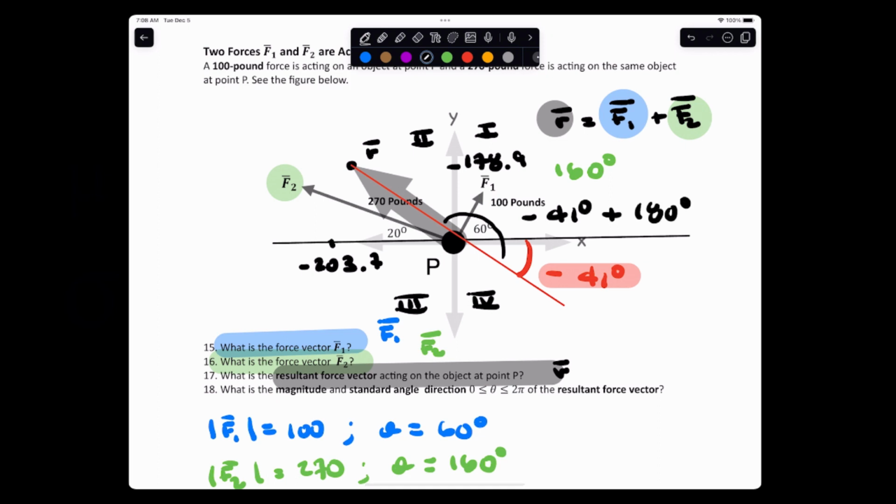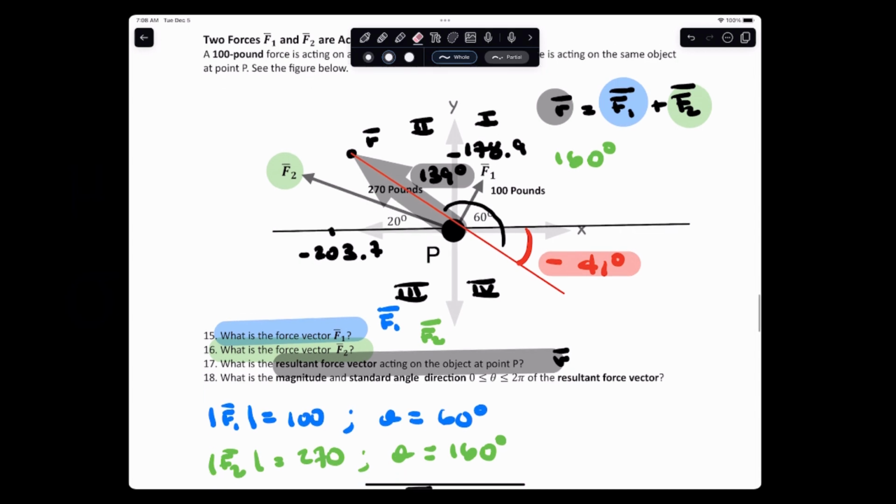You guys know what that's going to be? Is that 139 degrees? That's 139 what? Degrees. So, ladies and gentlemen, there you go, 139 degrees. What do you guys think? Okay, that's your standard angle.